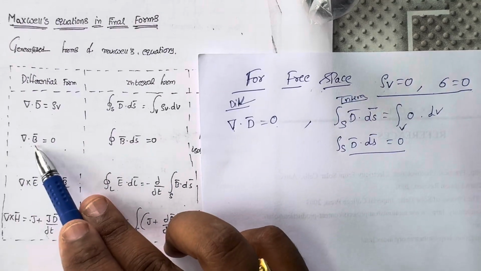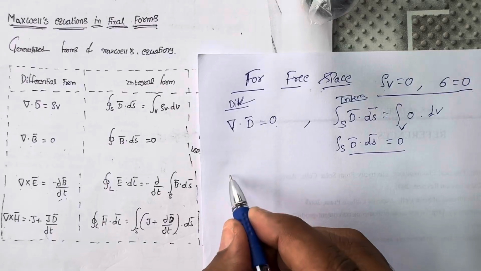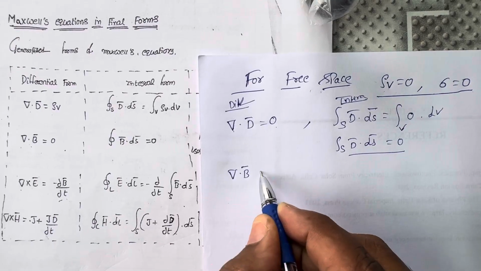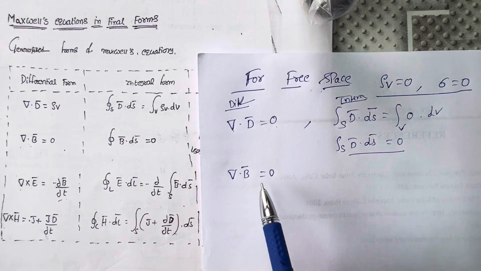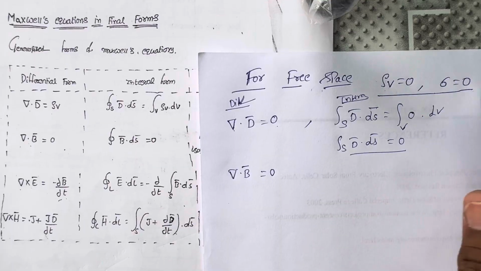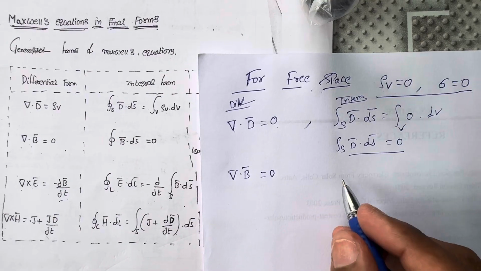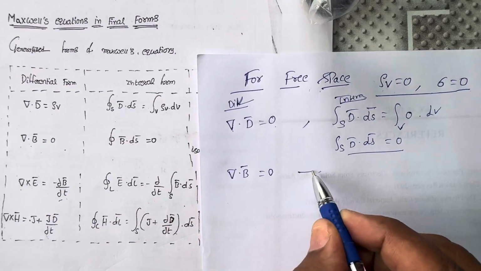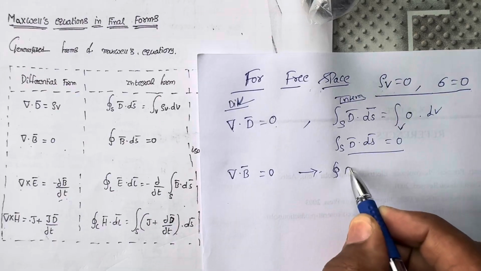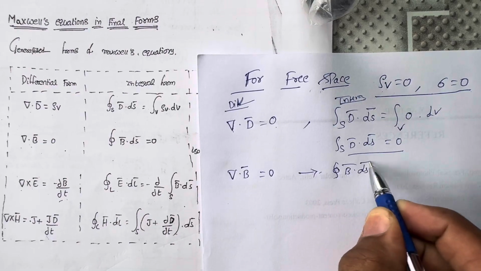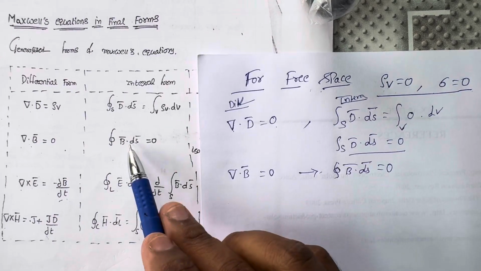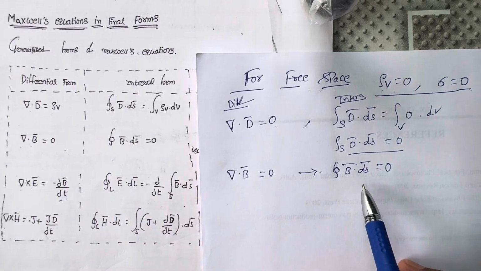Now look at the second equation. Del dot B bar equal to 0. Here there are no values to substitute, so keep it as it is. And its integral form is the surface integral of B bar dot dS bar equal to 0. I am writing this one here.